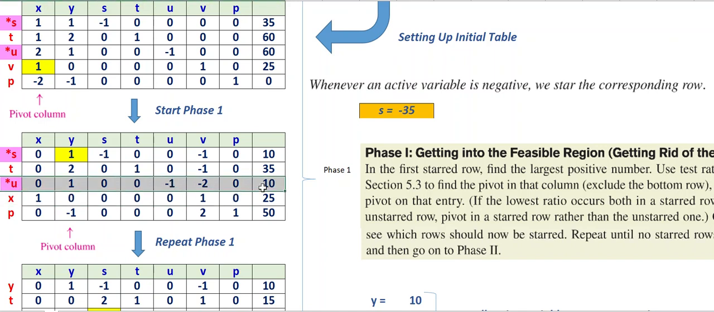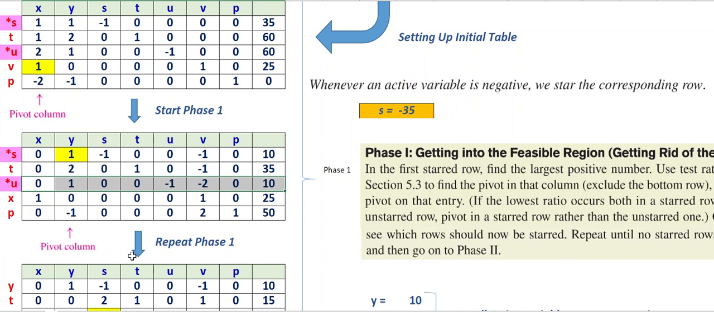Highlight this row. X, remember we replaced the V with X, outgoing and ingoing active variables. And so X, we have 25 divided by positive 1 is a positive. So we have two negative active variables, S and U. So I highlight those two rows.